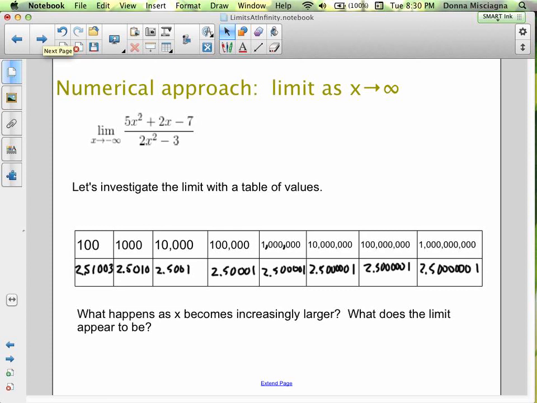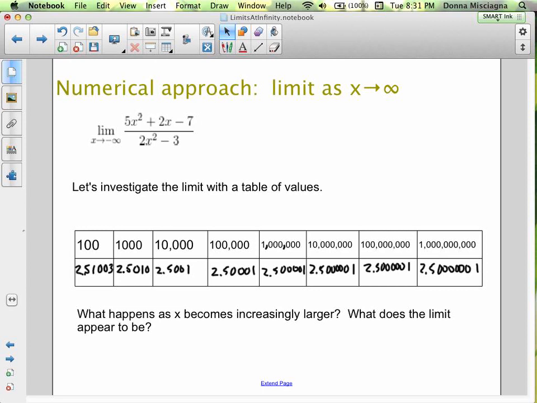All right, so we plugged in 100 for all the places we saw x, and we got 2.51003. If you plug in 1,000, you get 2.5010. If you plug in 10,000, you get 2.5001. If you plug in 100,000, you get 2.50001. A million gives 2.500001, 10 million gives 2.50000001, and 100 million gives about the same. And finally, a billion.